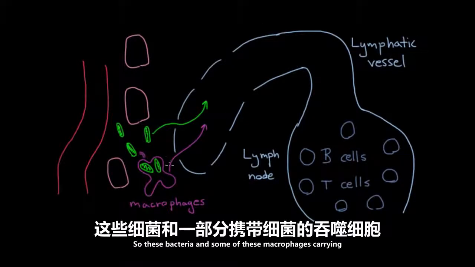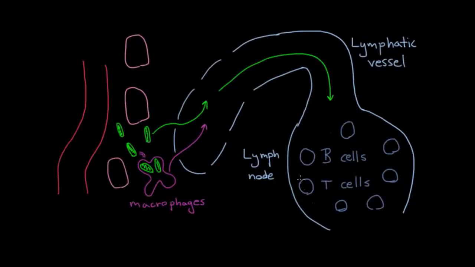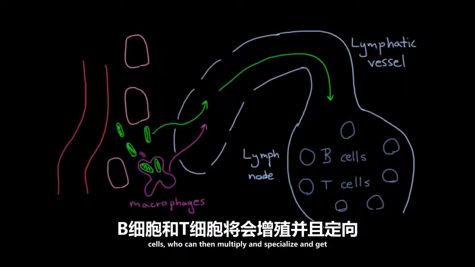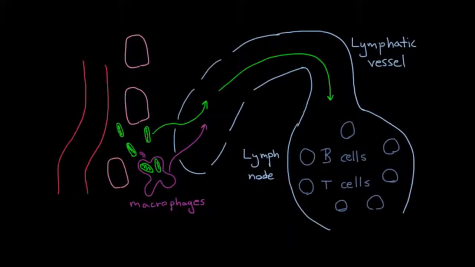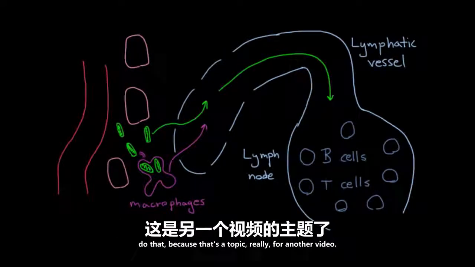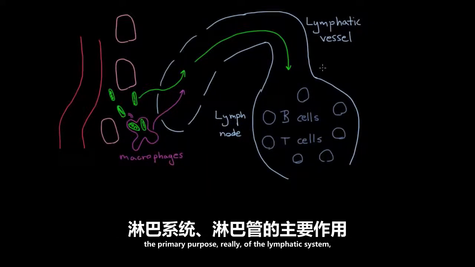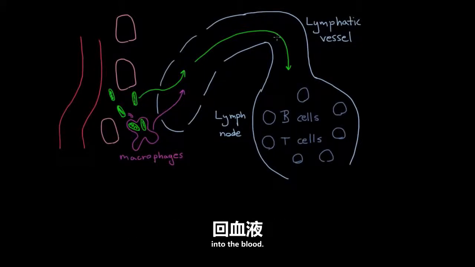So these bacteria and some of these macrophages carrying the bacteria will get swept along, and they'll be in contact with these B and T cells, who can then multiply and specialize and get ready to fight this infection over here. And we're not going to talk about how they ultimately do that, because that's the topic really for another video, but I just wanted to mention that, as we said, the primary purpose of the lymphatic system, of these lymphatic vessels, is to carry fluid back into the blood.